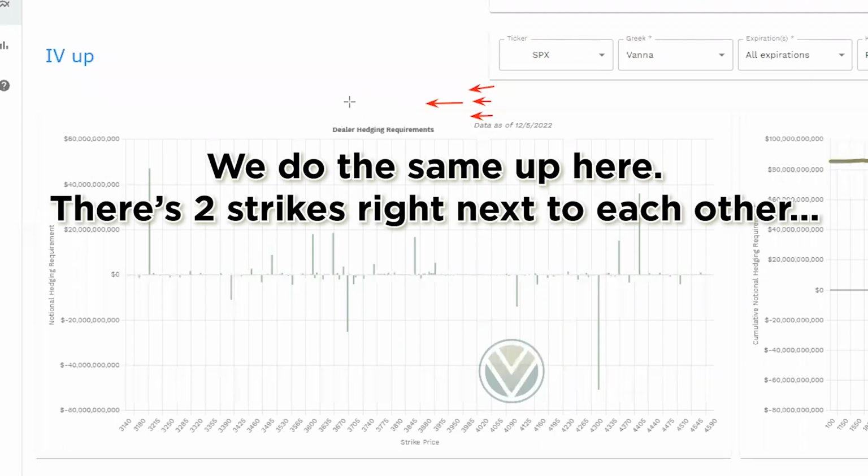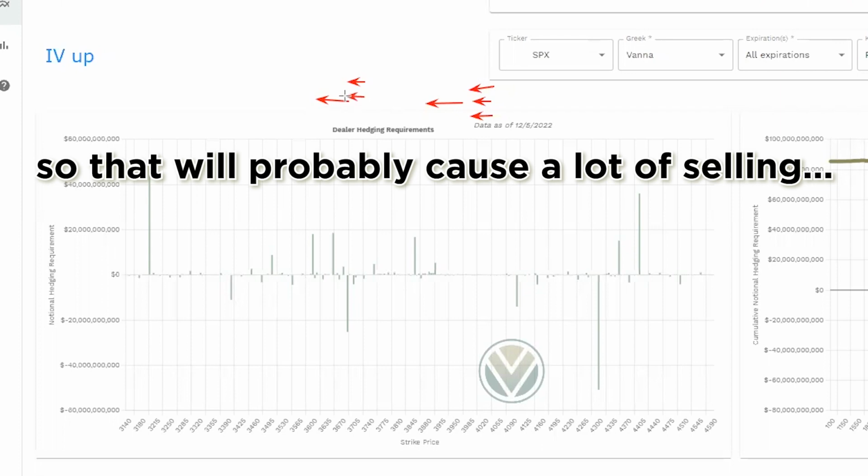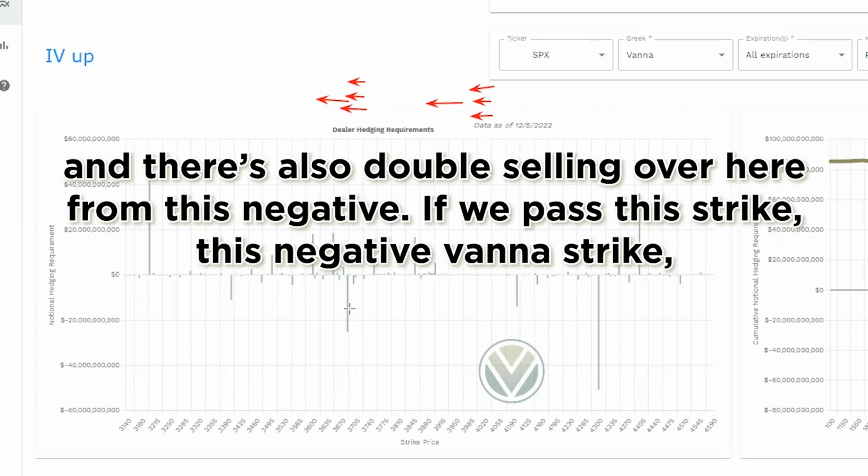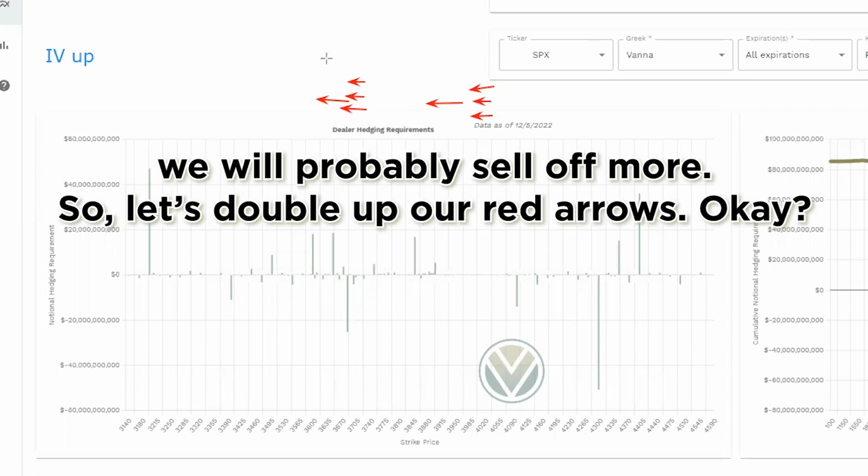We do the same up here. There's 2 strikes right next to each other, so that will probably cause a lot of selling. And there's also double selling over here from this negative. If we pass this negative Vanna strike, we will probably sell off more. So let's double up our red arrows.